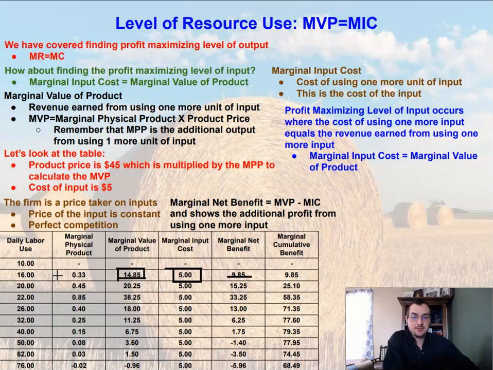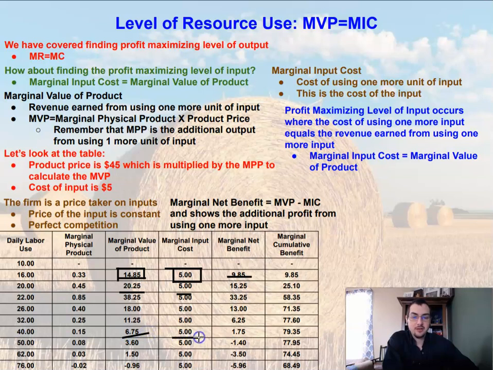Now, if we increase production from 16 to 20, our marginal value of product is now increased because we're capturing efficiency at this point, and we're actually going to receive $20. It's only going to cost us $5. What about if we increase from 20 to 22? Well, same situation. Our marginal value of product is greater than our marginal input cost. Yeah, we're going to increase production. So we're going to keep going down, and we keep going down to daily labor use of about 40. And we start getting close.